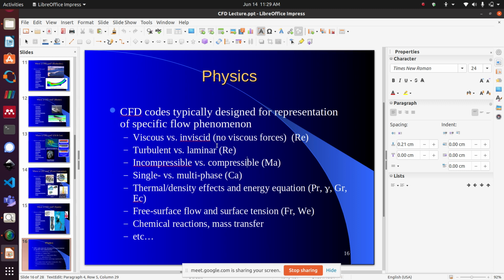Usually in turbulent flow you have large Reynolds number. Not usually, every time. That's the definition of a turbulent flow. So again, you should know what Reynolds number is, right? What is Reynolds number?